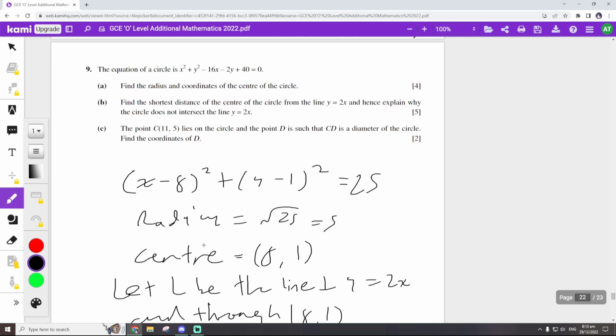The point C, 11, 5 lies on the circle, and the point D is such that CD is the diameter. Find the coordinates of D. So for this, CD is the diameter, the center is a midpoint. So let's call it M, which is the center of the circle. So what I want is the vector CM, or how about I write it this way? I write DM, this must be the same as the vector MC, which I already know what this is, I can calculate it. It's just 3 and 4, right?